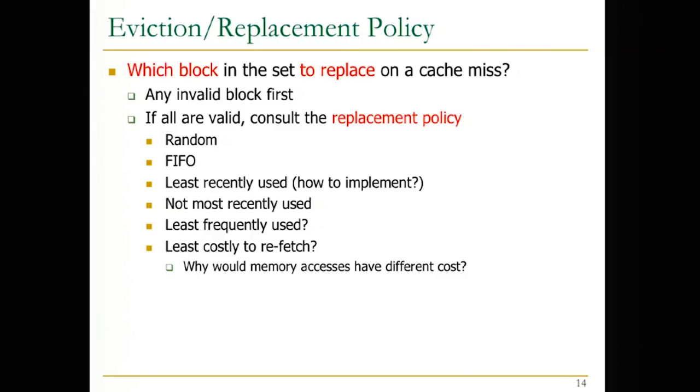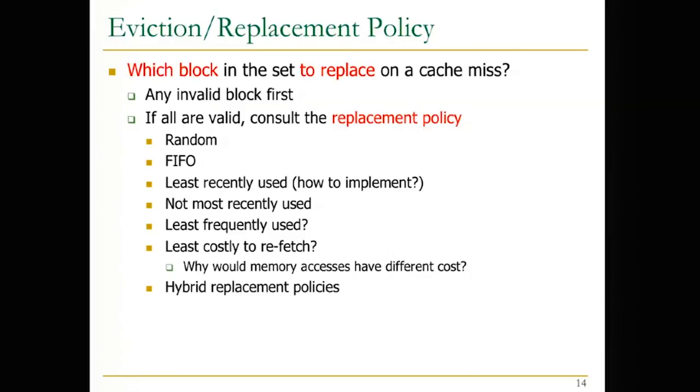So why would memory access have different costs? I've given you multiple reasons right now, right? Maybe depending on where it hits in the later levels of the hierarchy. That's one reason. It could be different caches. It could be different processors. It could be row buffer, whether the access hits in the row buffer of DRAM or doesn't hit. Dot, dot, dot. We'll see this more.